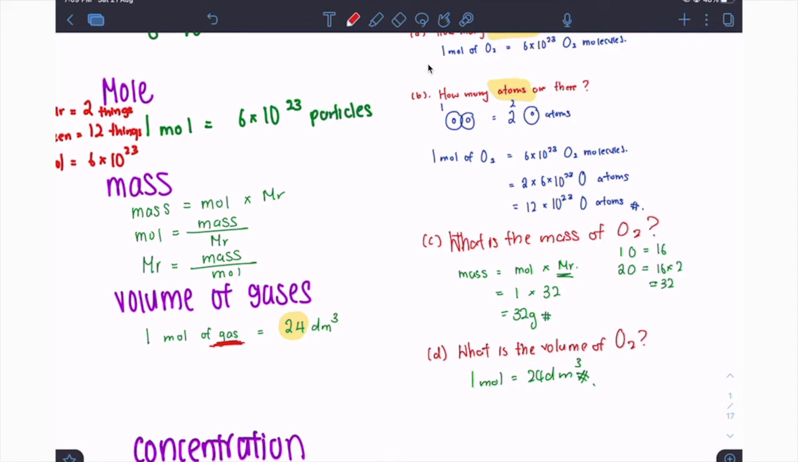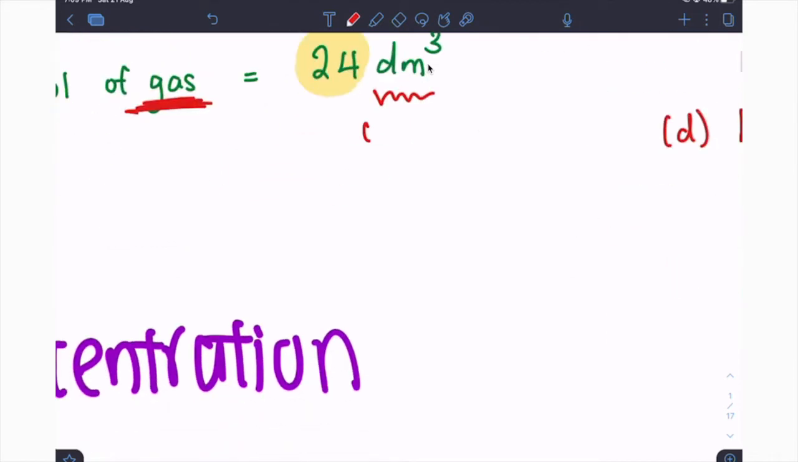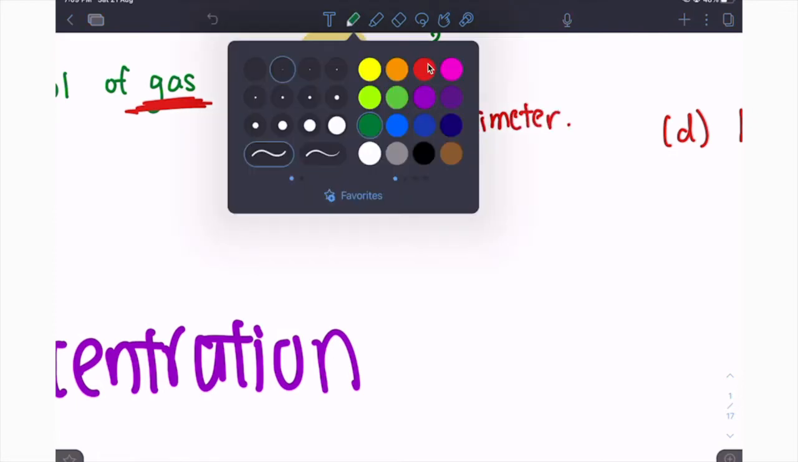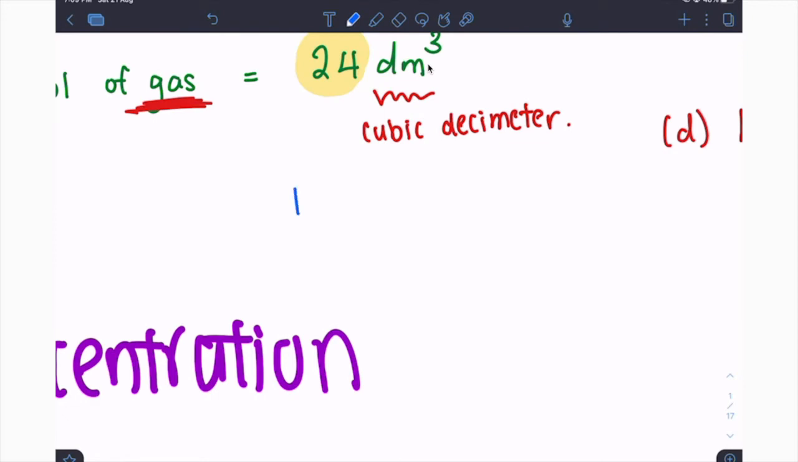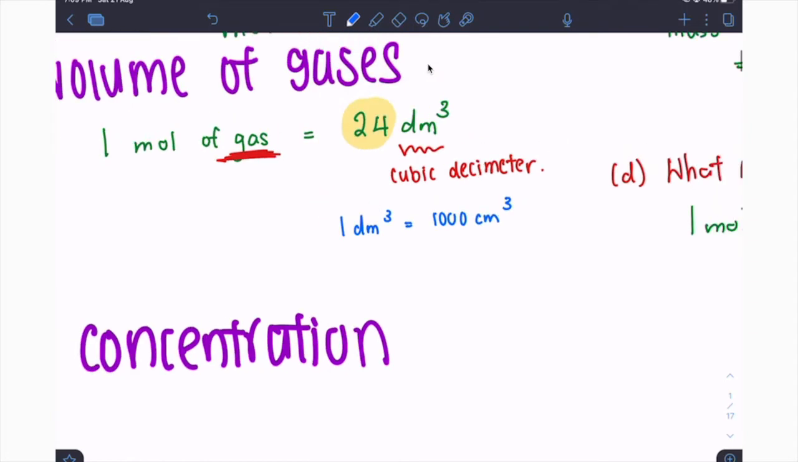Alright. Now, what is dm³? dm³, in case you forgot, in English is cubic decimeter. It's just another unit to measure volume. But the conversion here is important. So what is 1 dm³? 1 dm³ is simply 1000 cm³. Okay?